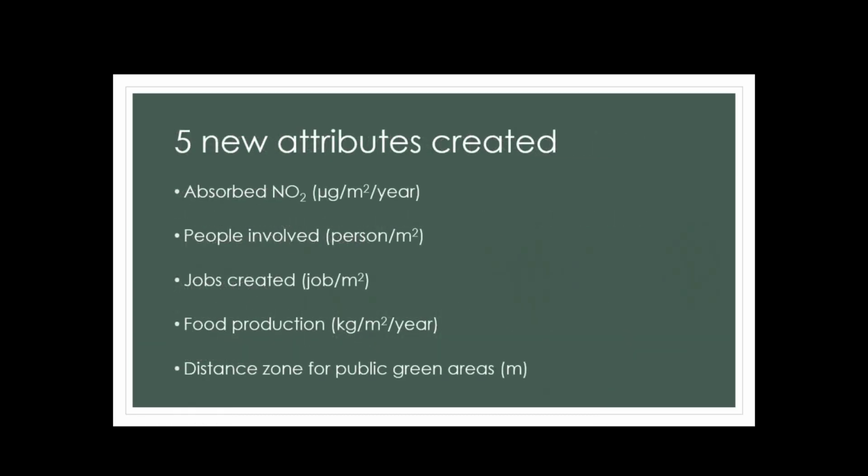I created 5 new attributes related to the needs of the indicators. One is the absorbed NO2, which is still under construction. I don't know if it will be per year or per day, per hour, per second. I don't know. We are going into it. The people involved, which is person per square meter, jobs created, job per square meter, the food production, which is kilogram per square meter per year, and distance zone for public green areas, which is meters. These are the 5 new attributes that I created.